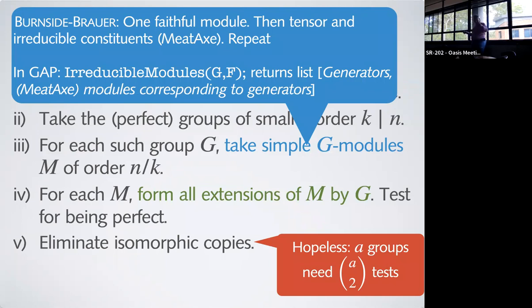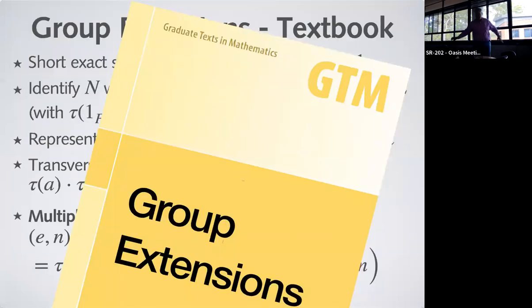Because if you have A groups and you want to eliminate isomorphic duplicates, in the worst case you might have to do A choose 2 tests. So this will be quadratic in the number of groups. So the number of tests very quickly increases as the number of objects increases. And to make this enumeration feasible, we really need to cut down on these isomorphism tests.